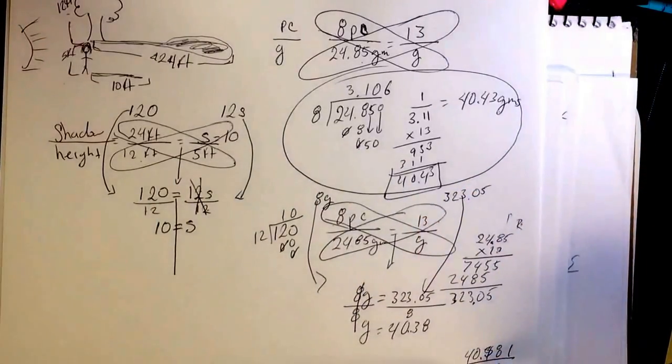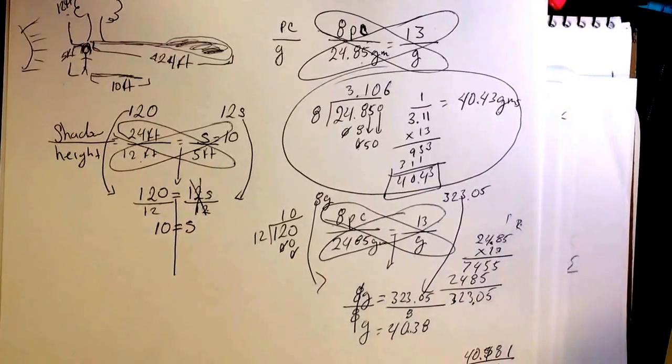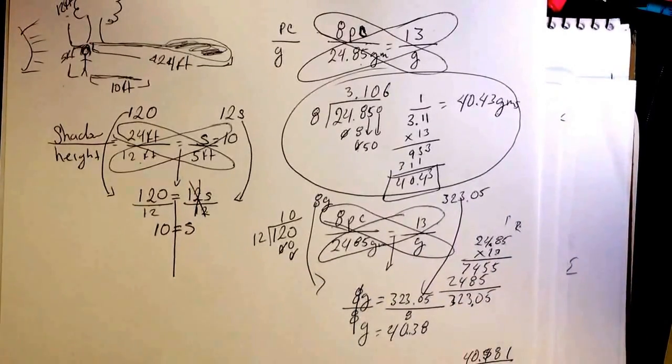Exactly. For this one, we didn't round. We multiplied at the beginning, and then we rounded when we divided. So you got a closer answer.